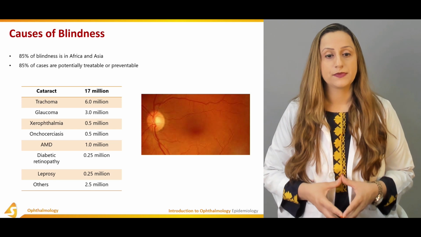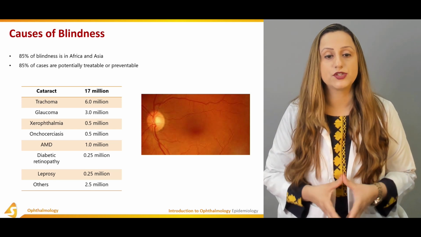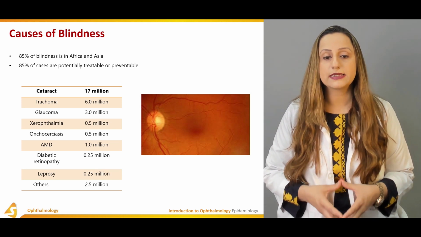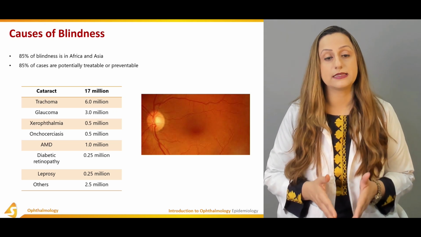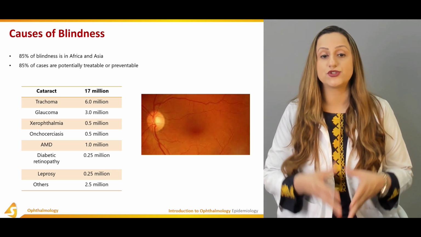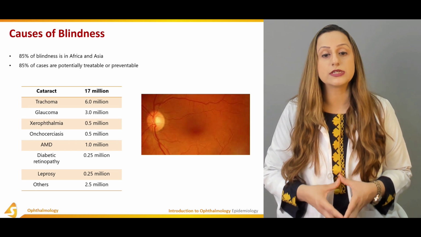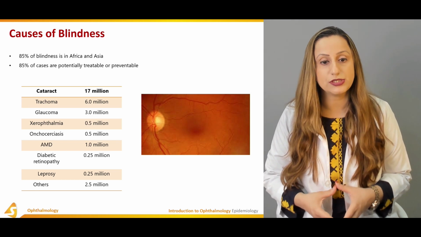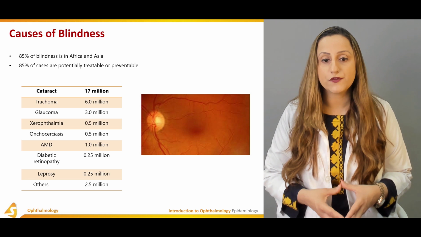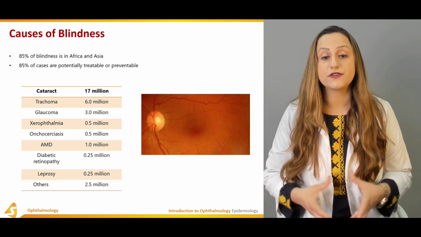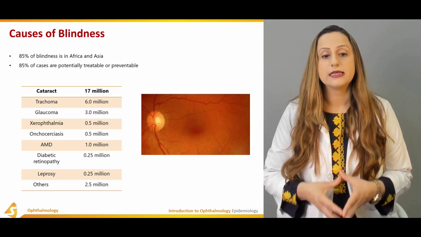So when we have a look over here at this tabulated form, cataract can be caused by all of these causes. It can range from trachoma, that is affecting almost 6 million of the population. Glaucoma can be one of the causes. It is almost affecting 3 million of the population.